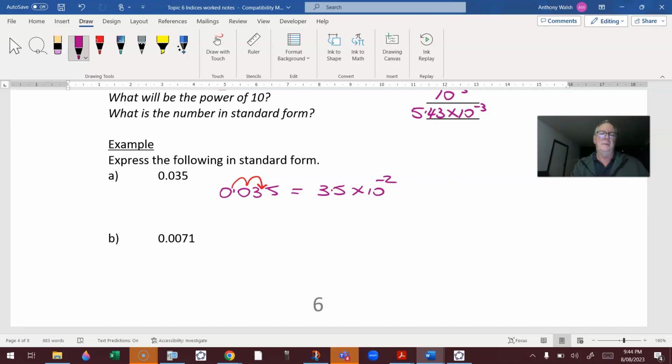And the next one, 0.0071. Okay, there's the decimal point. We're going to move it till it's after the first non-zero number, which is 7. So 1, 2, 3 places. There's the new decimal place. Okay, the number between 1 and 10 is 7.1. I moved the decimal place 3 places. So I'm going to times it by 10, raise the power, negative 3. Again, negative 3 because it's a number smaller than 1.